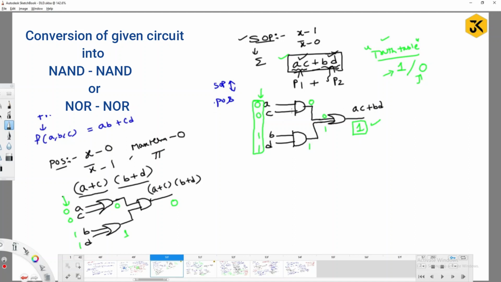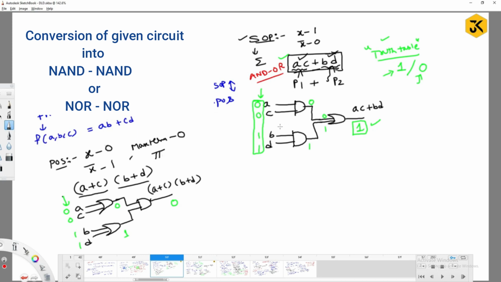If I am going to have this gate, AC plus BD, you are going to represent it in the form of AND-OR representation. As an AND-OR representation, you are going to get a circuit like this. Okay. Can we represent the same circuit with the help of NAND gates?